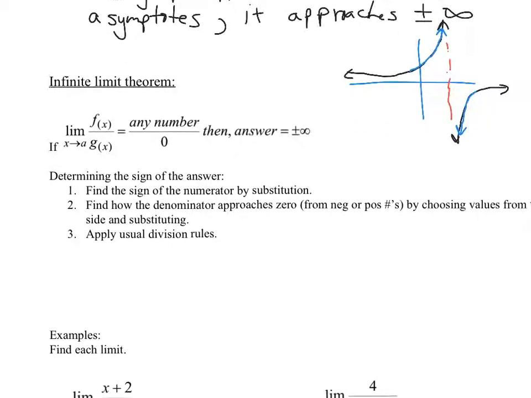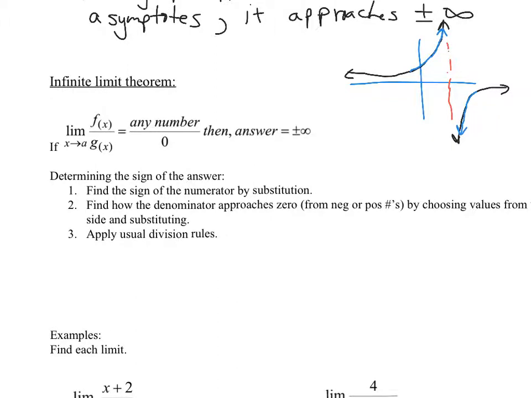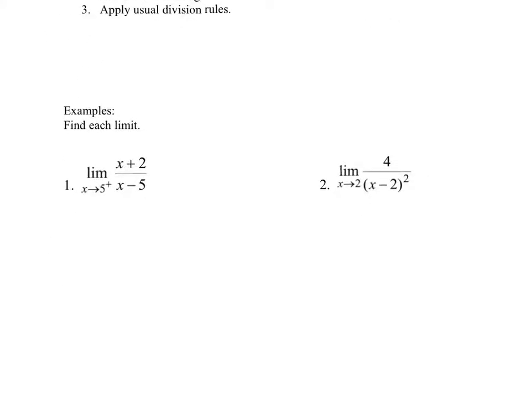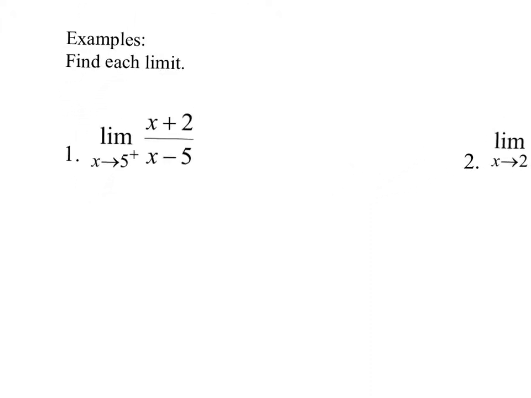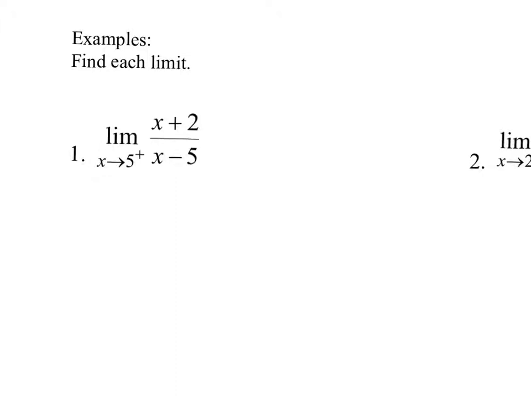So let's look at an example of how this works. So this says I want to know what is the limit as x approaches 5 from the right, and that's important, from the right, of (x + 2)/(x - 5). So the first thing I'm going to do is plug in 5. The first thing we always do is plug in just to see what we get. So if I plug in 5, I get 7 over 0. So right away I know my limit is either going to be infinity or negative infinity. That's going to be my answer.